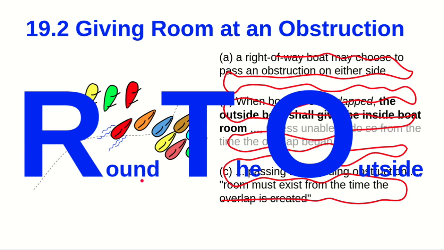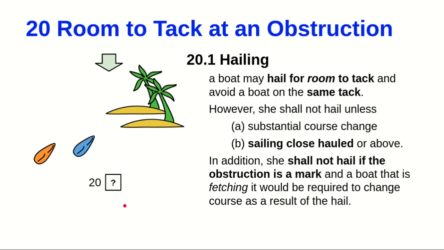Red should have not tried to stick a nose in there. She should have gone outside all the other boats. And I guess if red does stick a nose in there, all those other boats are going to have to make every bit of effort to give her room, because otherwise there's going to be grief. Round the outside is the good summary rule. We'll see that several times from now. Okay, let's look at the next rule.